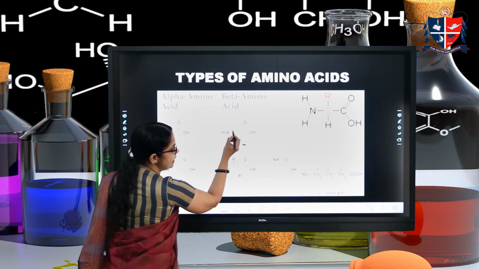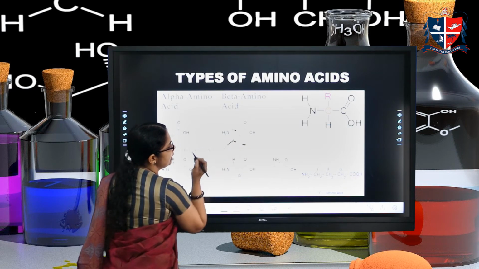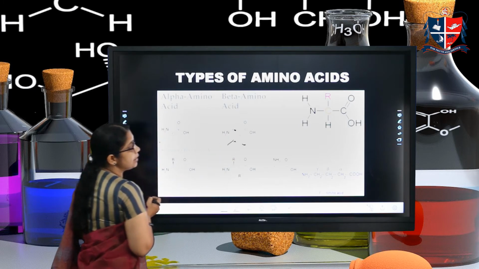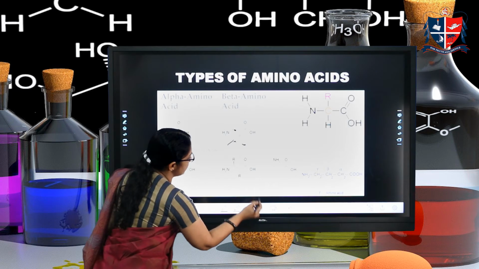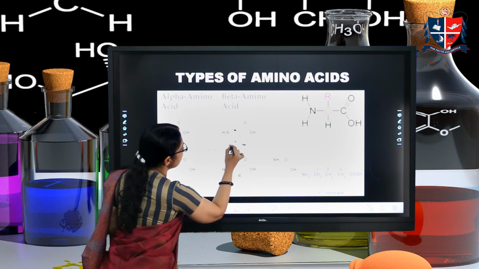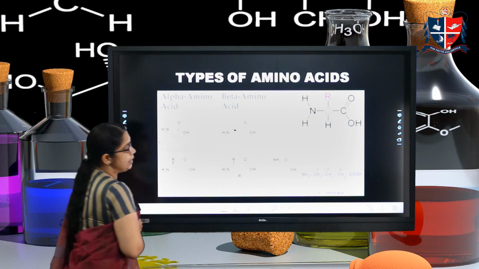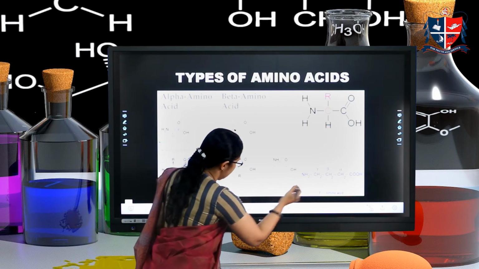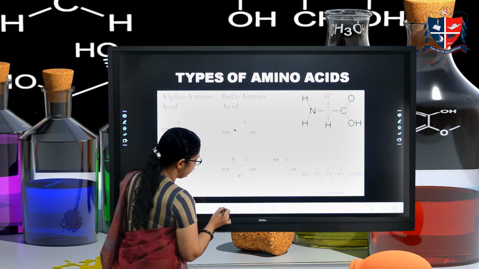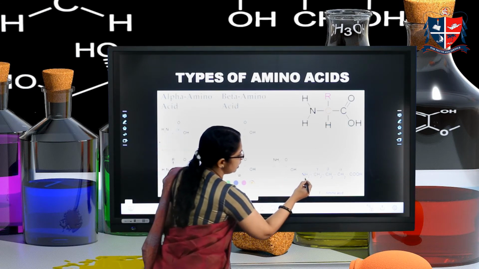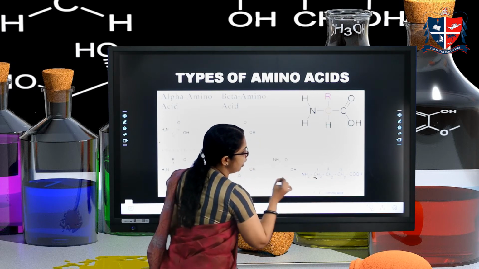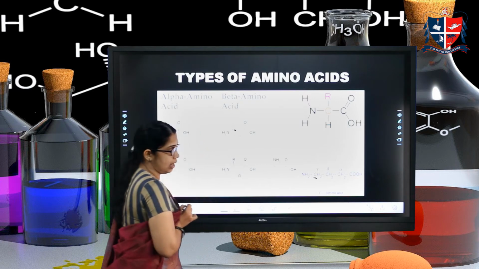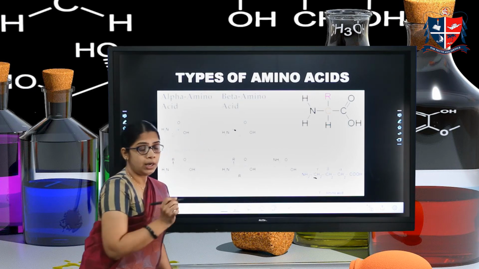Next is beta. NH2 is attached to the beta carbon, so this is an example of a beta amino acid. Similarly here, this is alpha, this is beta, and this is called gamma. NH2 is attached to the gamma carbon, so that is an example of a gamma amino acid.